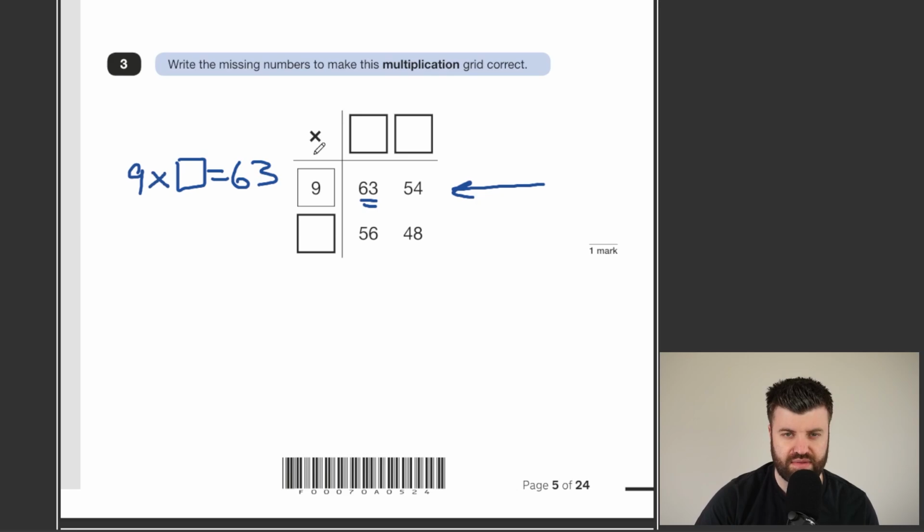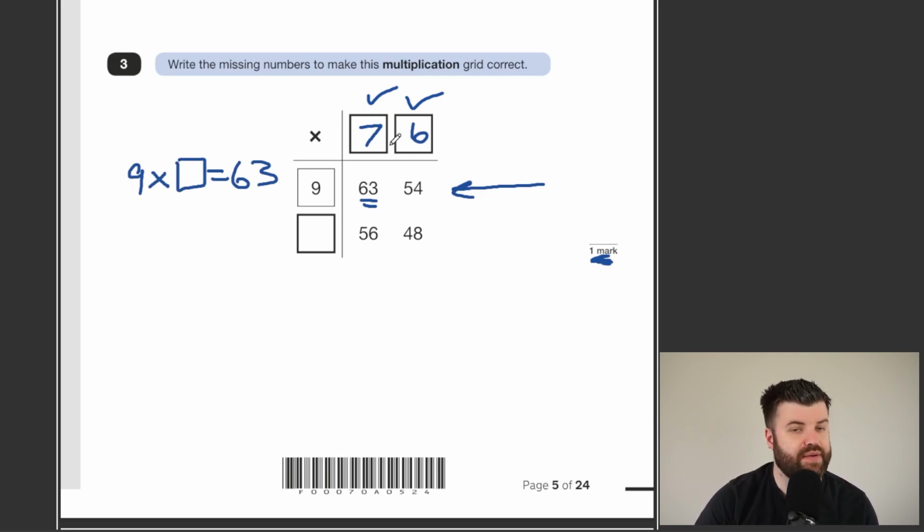And this is where your knowledge of times tables comes in. I know there are 7 9s in 63, so I can put a 7 up there. Let's keep going across just to make sure we get all of these answers in a row. 9s into 54. Well, that's 6 9s in 54. And once we've filled out the top 2 here, notice all of this is just for 1 mark, by the way.